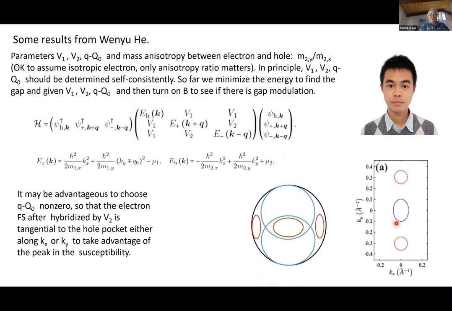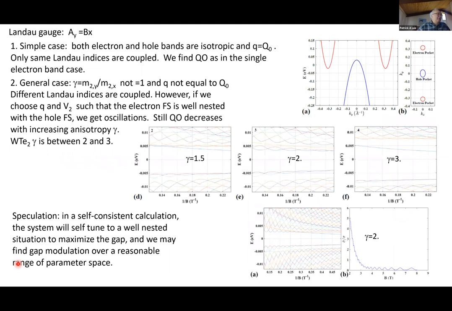So I may want to shift it so that this guy has gone over here, and so on. And I cannot control this very well. And then in that case, it's no longer so clear that you have this modulation. Oh, okay. So he actually solved the problem in Landau gauge. To make a long story short, it turns out that the answer depends very much on the relative anisotropy of the electron and hole band.